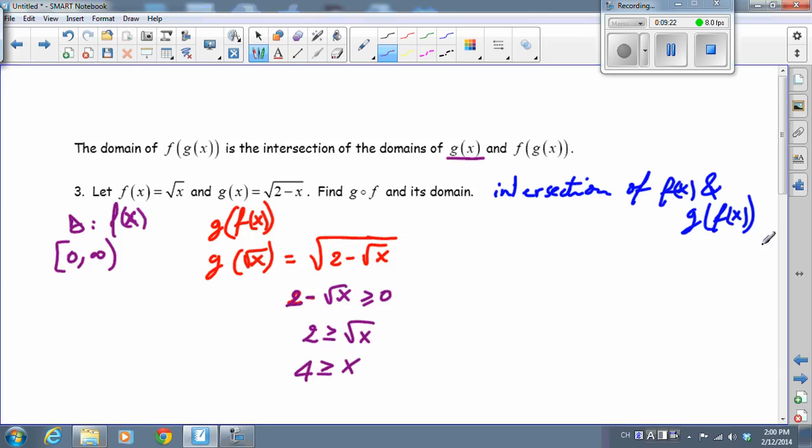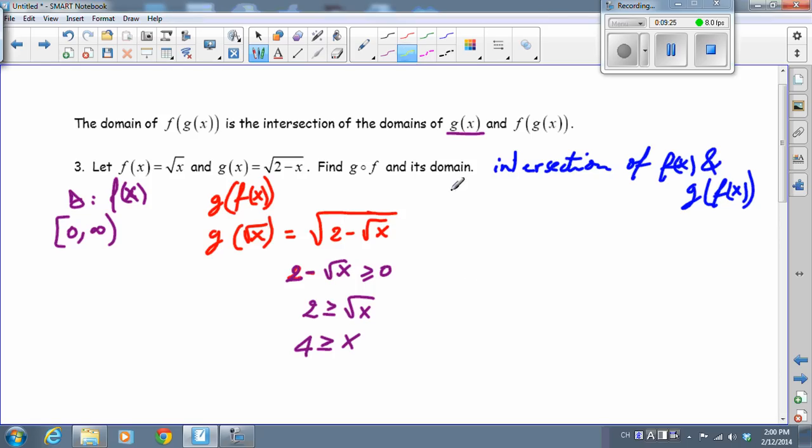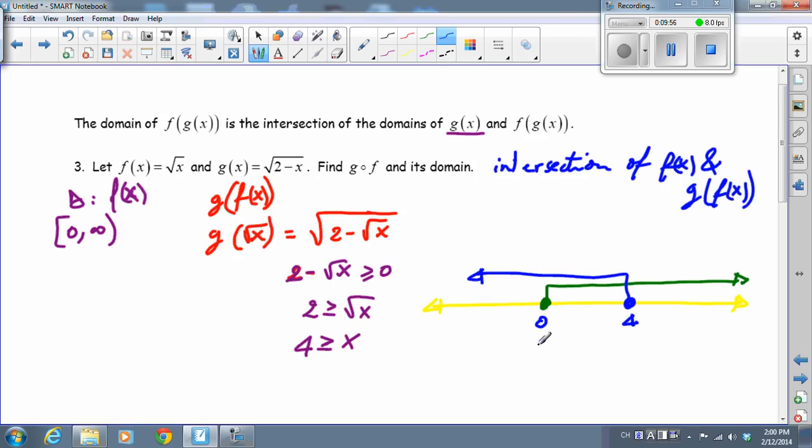Now, let's go ahead and combine the two domains. Here's my number line. The domain of f of x says that it starts at 0, including 0, and it goes all the way till infinity. The domain of g of f of x, which is this function, starts at 4, which is here. By the way, this is 0 and this is 4. It starts at 4 and it goes the opposite way. So the domain of the intersection between both will therefore be from 0 to 4, with brackets on both.